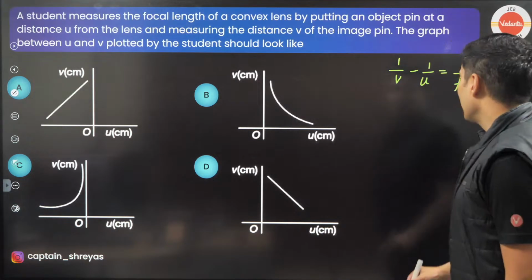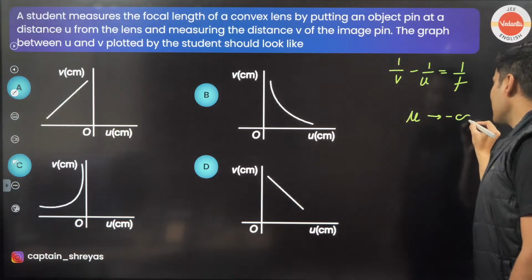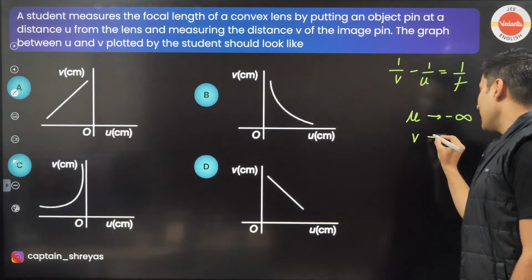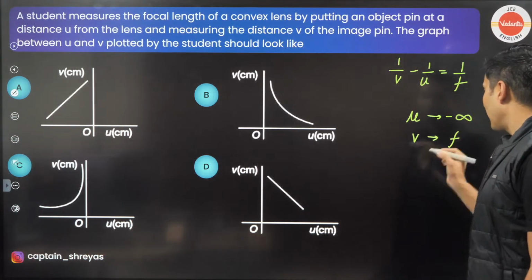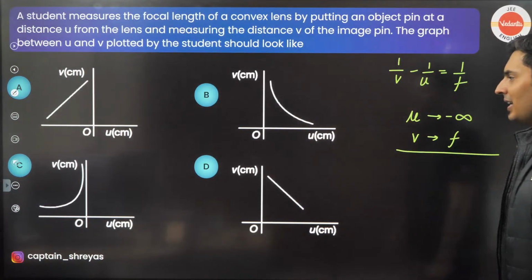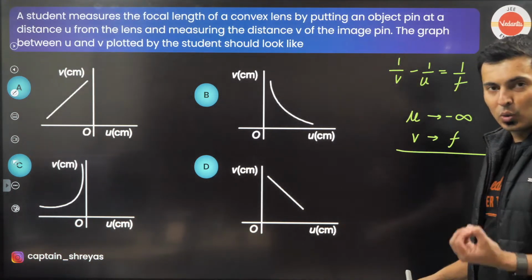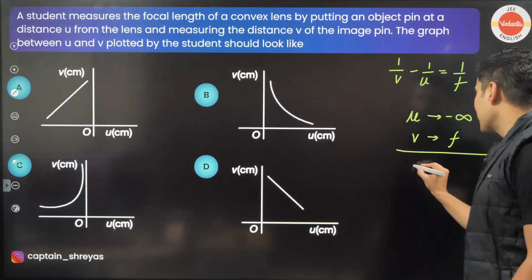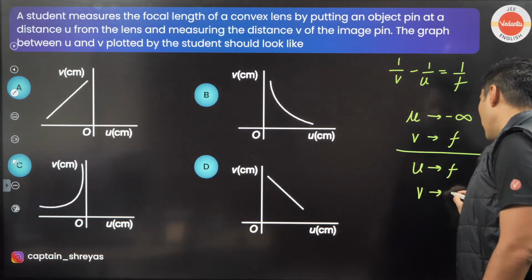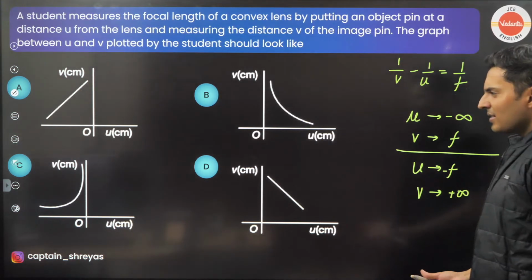Think carefully. There are some basic things. When object distance is negative infinity, then the image will be formed at the focal length, right? The image will be formed at the focal length, correct guys? And as the object comes closer and closer to the focal length, the image is formed at plus infinity. This is how it works.